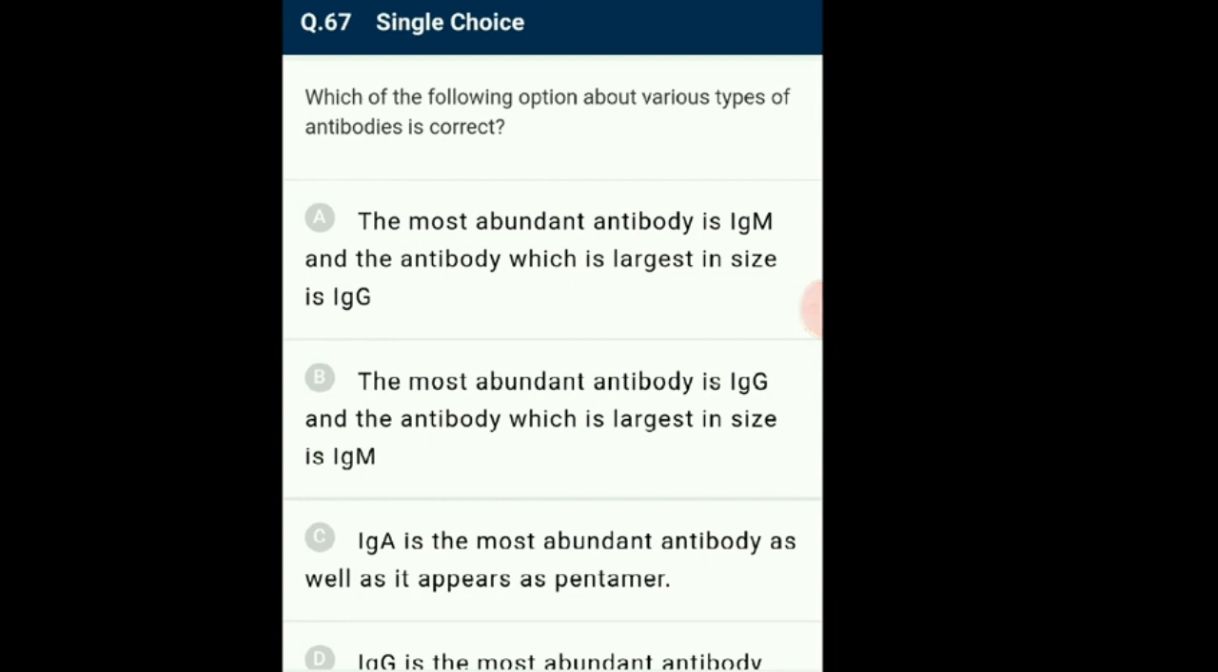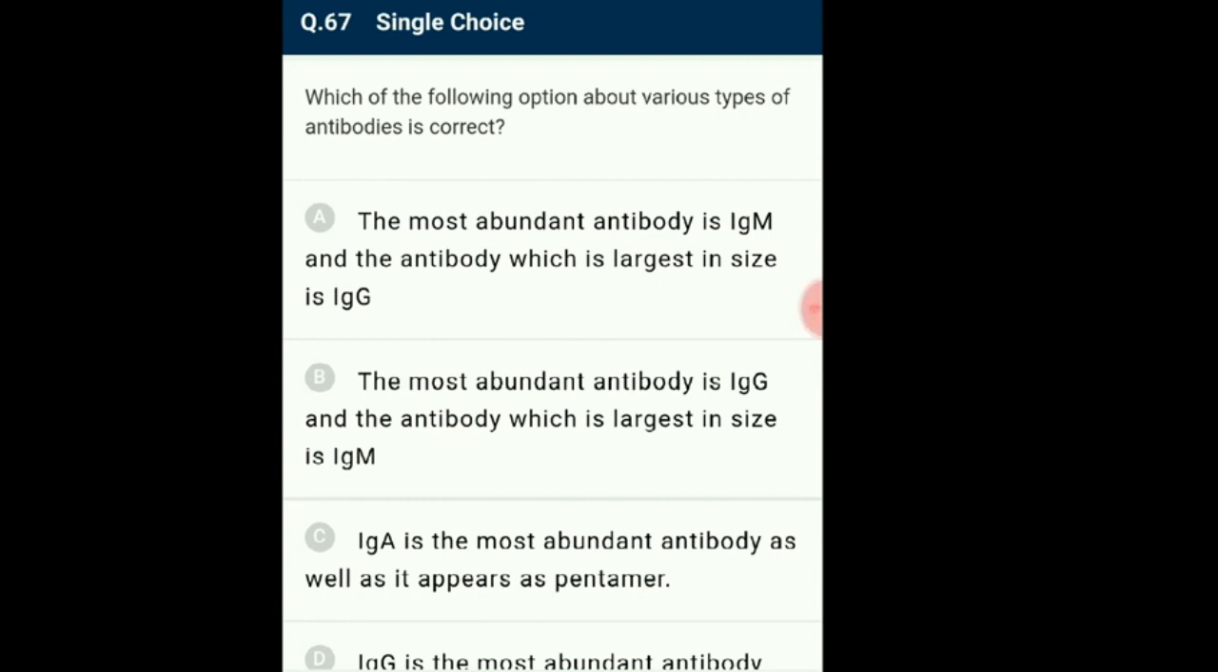Question number 67. Which of the following options about various types of antibodies is correct? There are 5 types of antibodies such as IgG, IgA, IgM, IgD and IgE. IgG is the most abundant antibody, forming 80% of total antibodies. It is the only antibody that can pass through the placenta. It is formed in the secondary immune response. It has the structure of typical antibodies arranged in a Y-shaped manner.